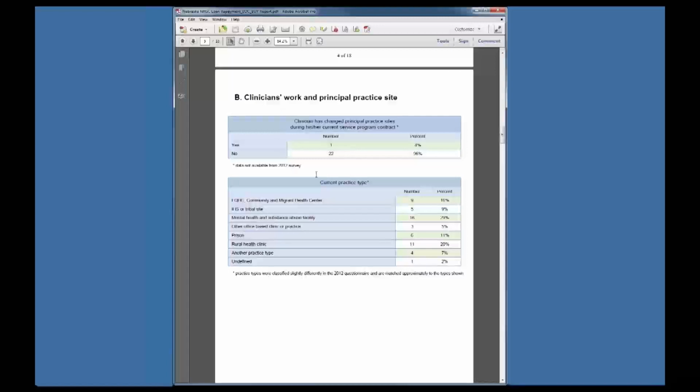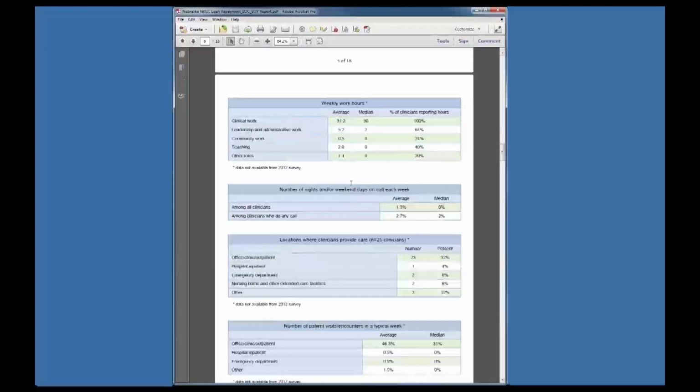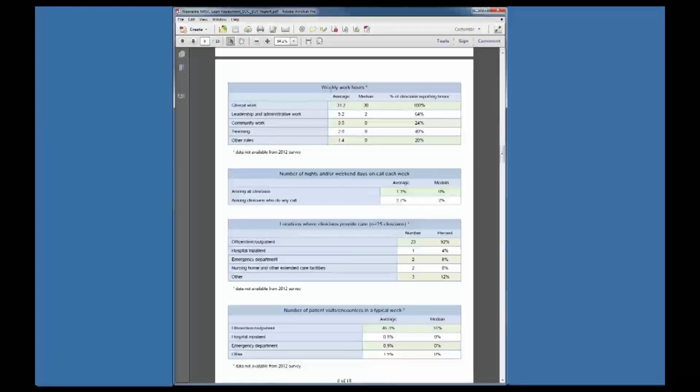Thank you. Continuing on, the next section is clinicians' work and where they're working. Again, this item is not available from 2012, so the numbers are somewhat smaller. This just asks the question, have they changed service sites during the contract? Here's a description of the current types of practices. For work hours, we asked these separately, and people reported how much time they typically do in a typical week for clinical work, for leadership administrative work, community work, etc.